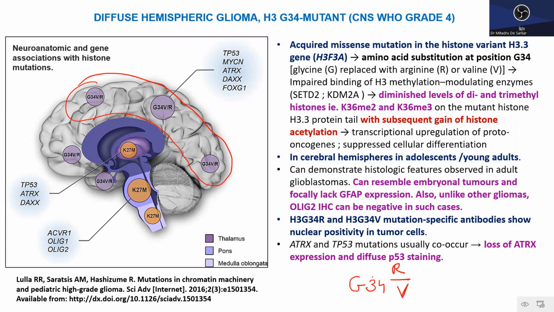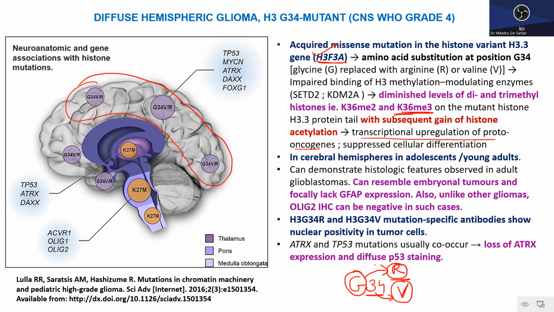Okay, so at the amino acid position 34, the normal amino acid is basically glycine. Because of the mutation, this could get changed over to either arginine, which is R, or valine, which is V. So this kind of mutation within the histone gene H3F3A will result in reduced production of trimethylated histone, which is called K36Me3. And as a result, this will result in upregulation of the proto-oncogenes.